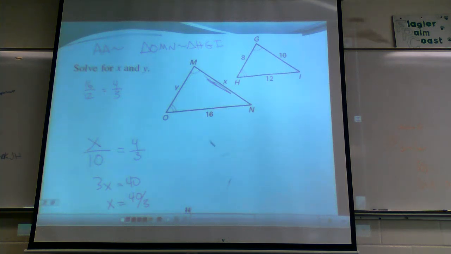Right, and then setting up for the y, we do y over, which one corresponds to y? 8. And then on the other side, if I've got the scale factor already, I'm just going to use that because it's a smaller number. Again, it's not necessary that you do the scale factor first in a problem like this, but I'm just saying solve for x and y.